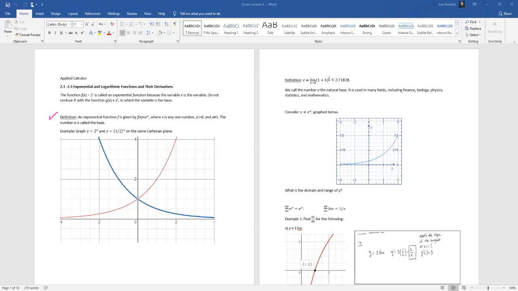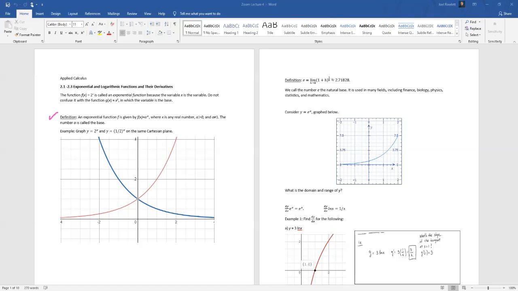So next we have a definition. An exponential function f is given by f of x is equal to a to the power of x, where x is any real number. a has to be positive and a cannot be 1. The number a is called the base.